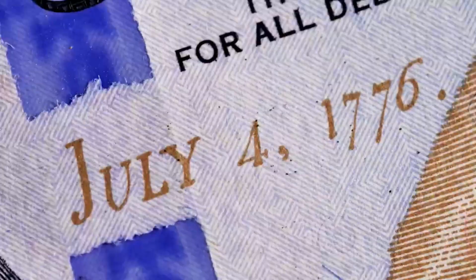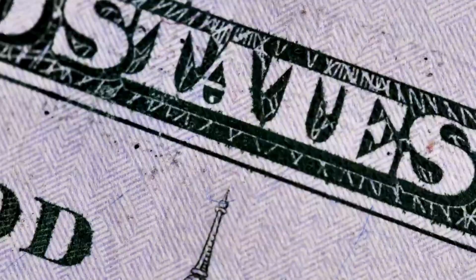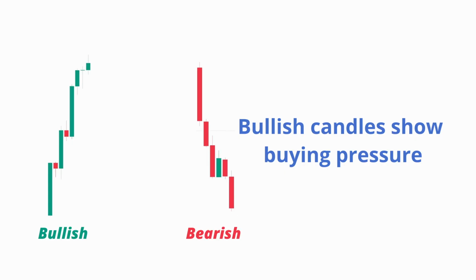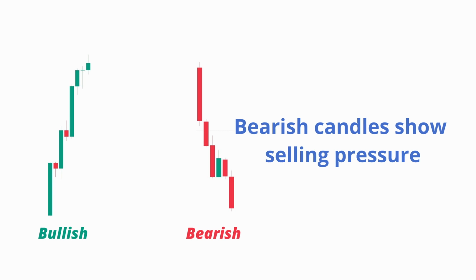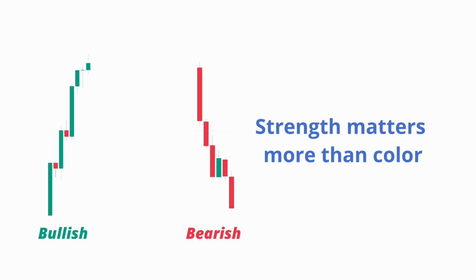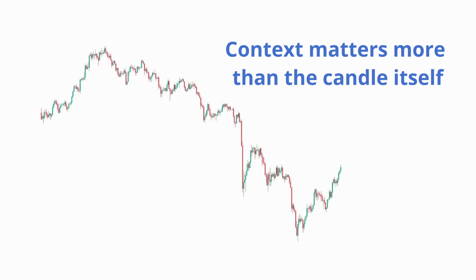Quick recap. Bullish candles show buying pressure. Bearish candles show selling pressure. Strength matters more than color. Context matters more than the candle itself.